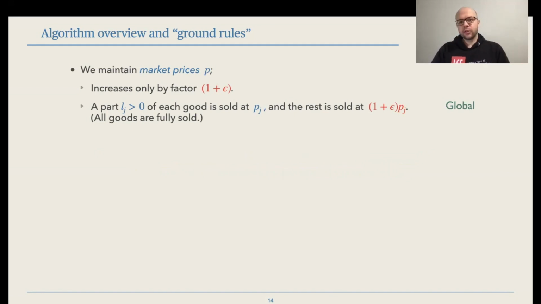In particular, the rule is that the price will only ever increase by a factor of 1 plus epsilon. Moreover, for every good j, we will have two parts: part L_j, which is being sold at the price P_j, and this is the lower price, and the rest of this good is being sold at the higher price, which is (1 plus epsilon) P_j. In particular, we assume that all goods are fully sold.